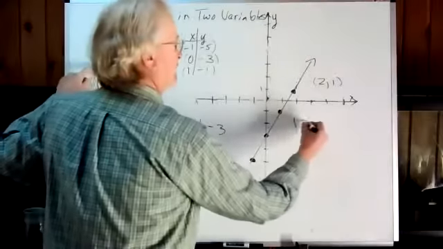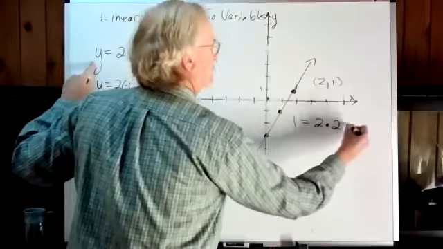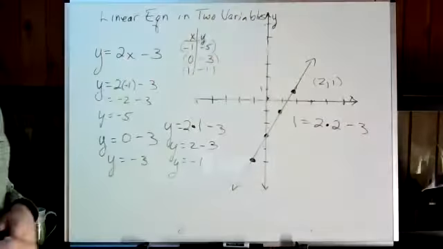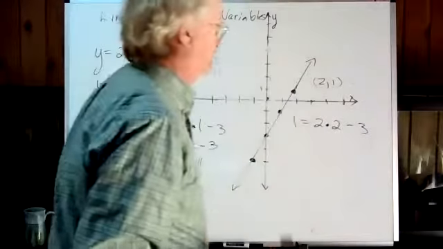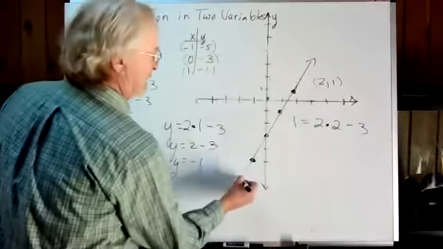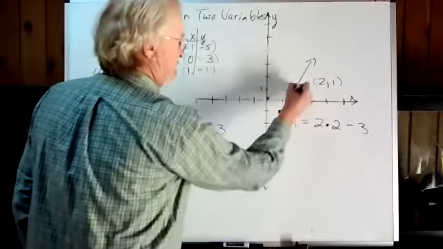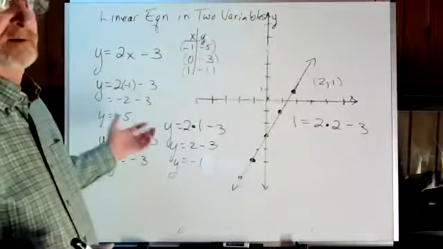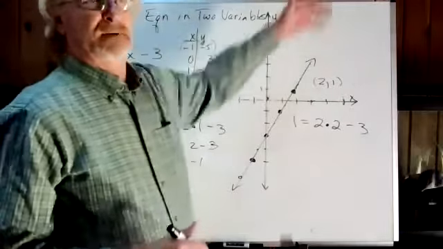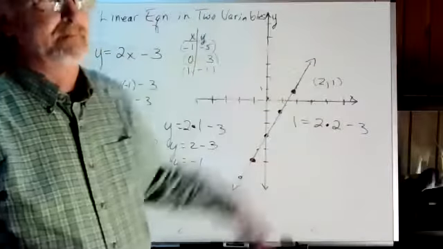I put that into my equation, and that has to make it true. It's on that line, right? 4 minus 3, I got 1. Any point on this line, even the messy fractions in between, is a solution to that equation. An infinite number of possible solutions.